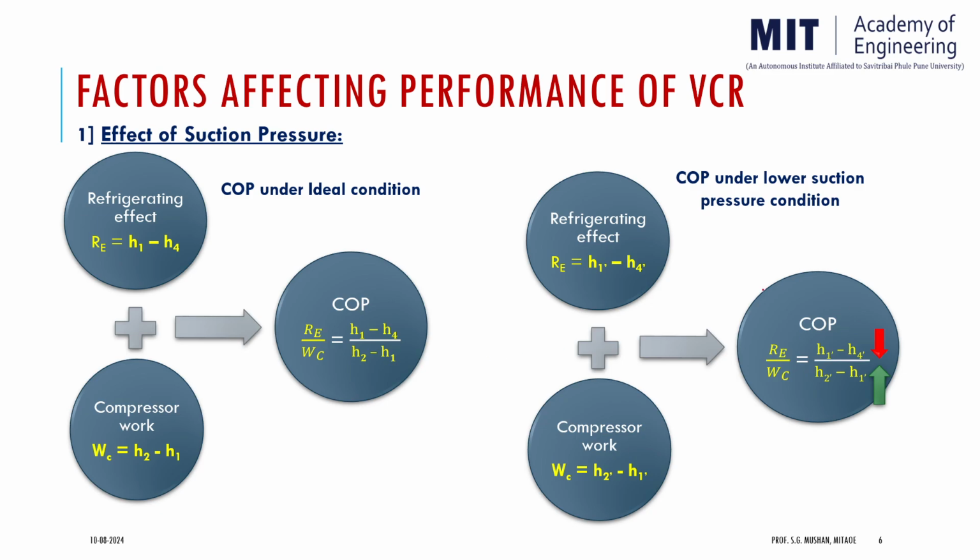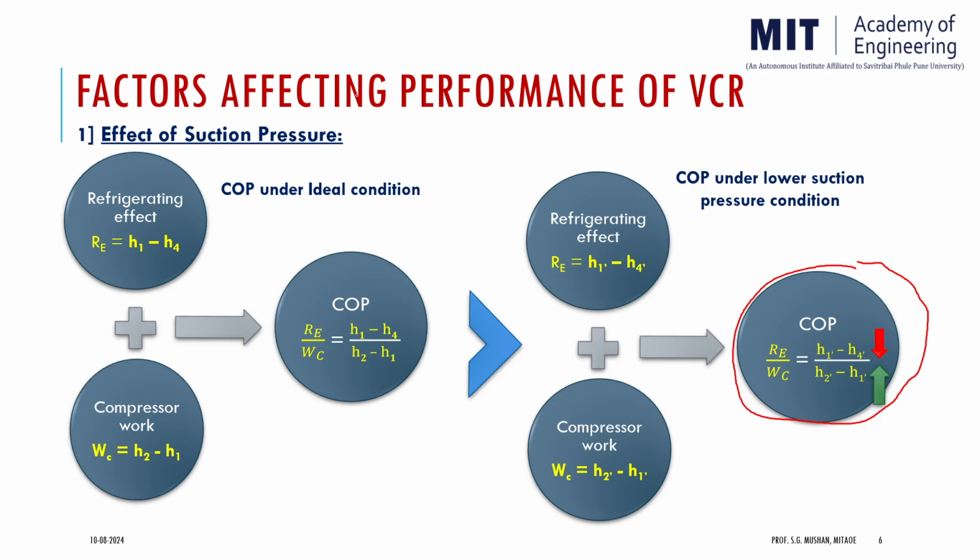So if you observe this particular section, the numerator is decreasing and at the same time the denominator is increasing. So what will be the final result? The COP will decrease. So that is why under lower suction pressure condition, the performance is found to be lower than the ideal condition of that particular system. Okay, so this is the net result that we get because of lowering the suction pressure.